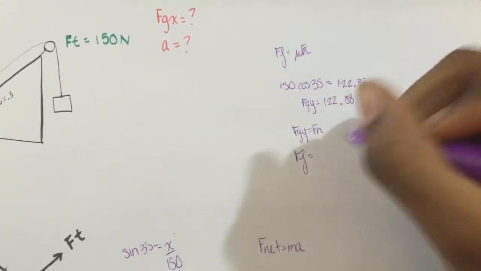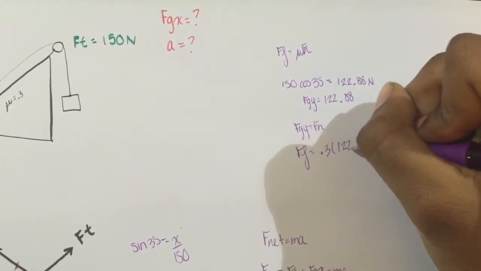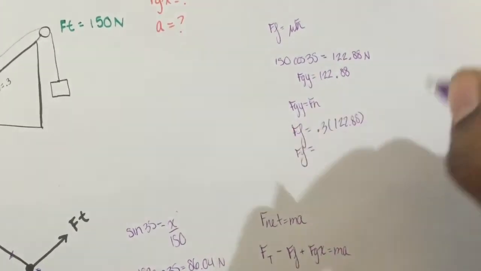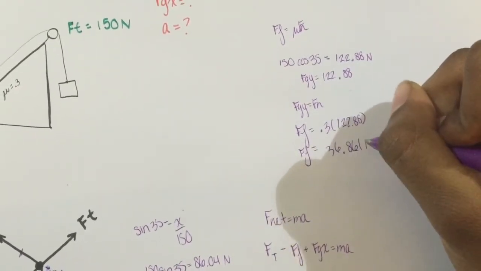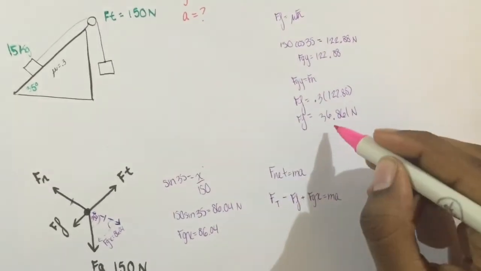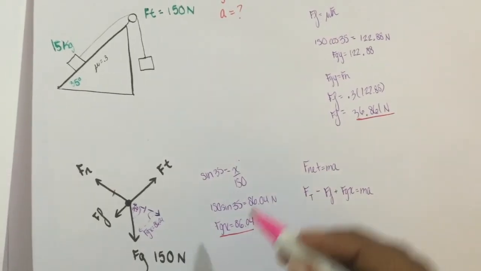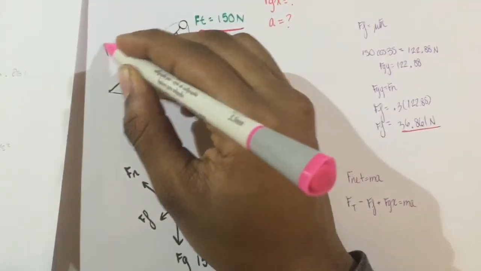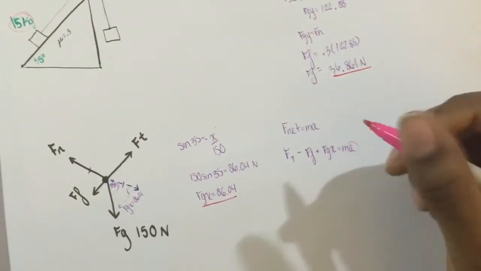Force of friction equals 0.3 times 122.88, and the force of friction is going to equal 36.861 newtons. Finally, we could plug in all the values we found: force of friction, FGX, force of tension, and the mass into this formula to find the acceleration.